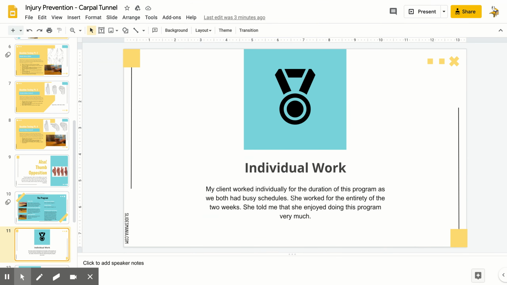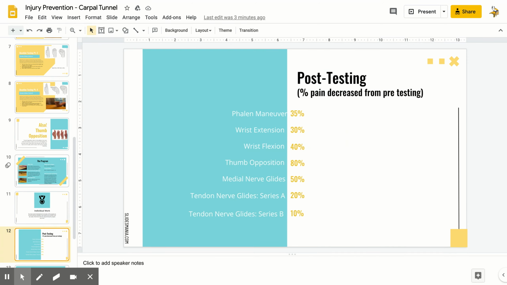My client did work individually for the duration of the program, as we both had busy schedules, and she said that she enjoyed doing it very much.